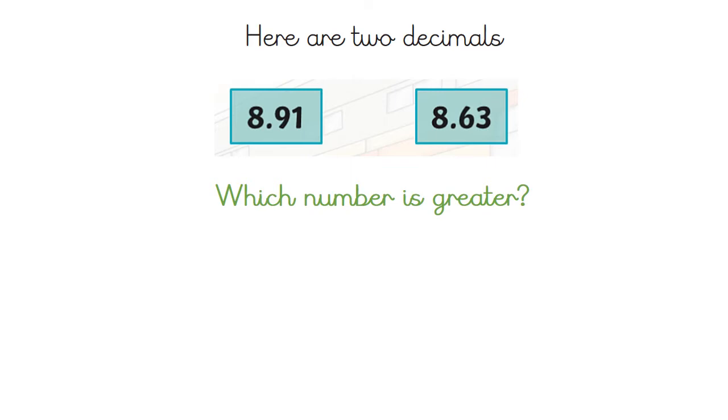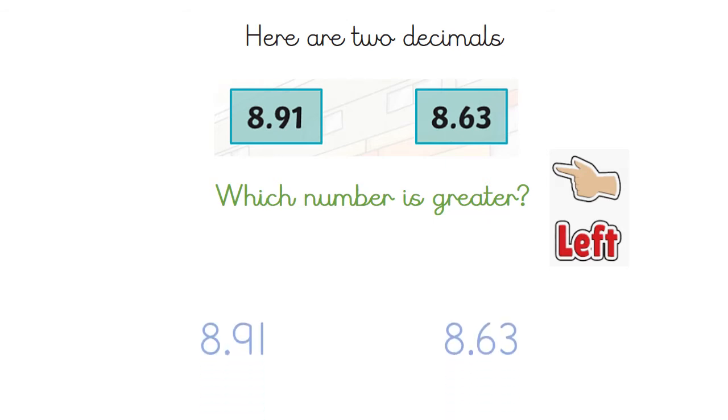And we can see that we have 8.91 and 8.63. Now clearly we know that 9 is greater than 6. 9 is bigger than 6. Sorry, that was just a little reminder to start on the left. So you start in the ones column. Or if this number was bigger and it had a tens, you would start in the tens. You always start on the left when you're comparing to find out which is greater or less than.